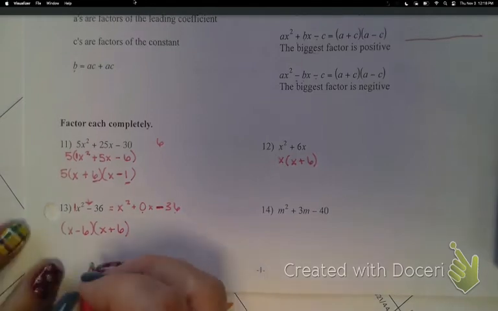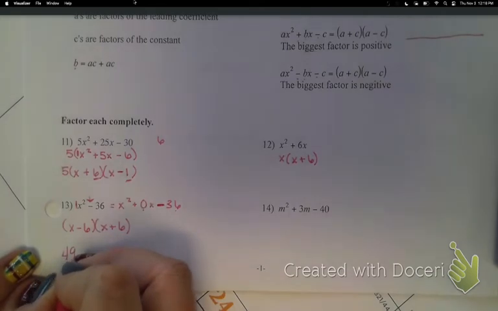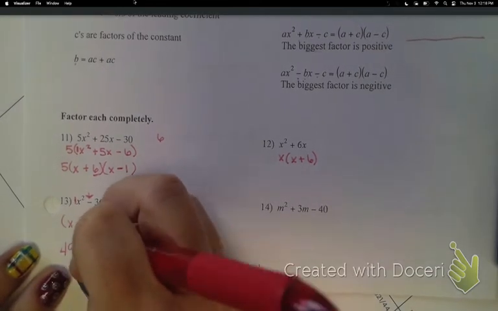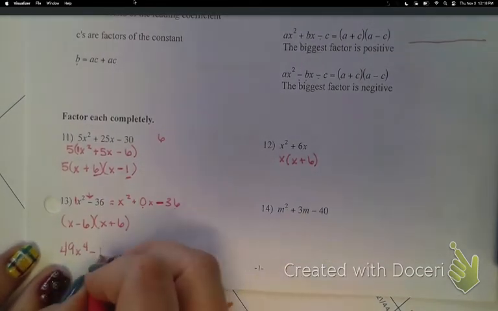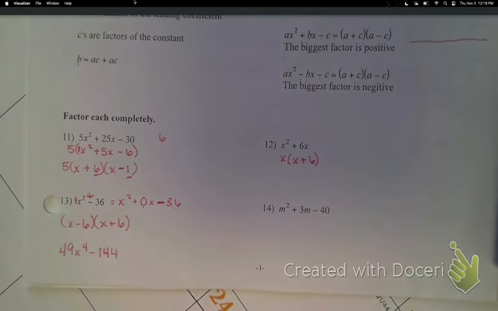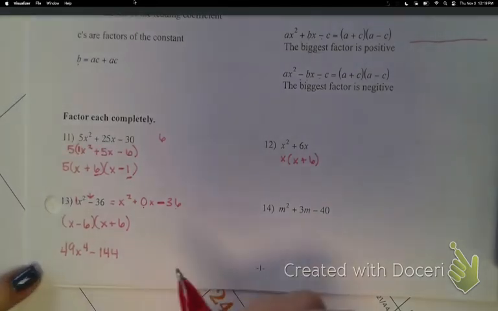So what if I gave you 49x to the 4th minus 144? First of all, do they have anything in common? Nope. Okay. Are they perfect squares? Yes. 49 is, x to the 4th is, yes. Any even power is a perfect square. So 2 is 1 and 1, 4 is 2 and 2, 6 is 3 and 3. Like to the 6th power would be 3 and 3. Okay. Is 144 a perfect square? Yes.